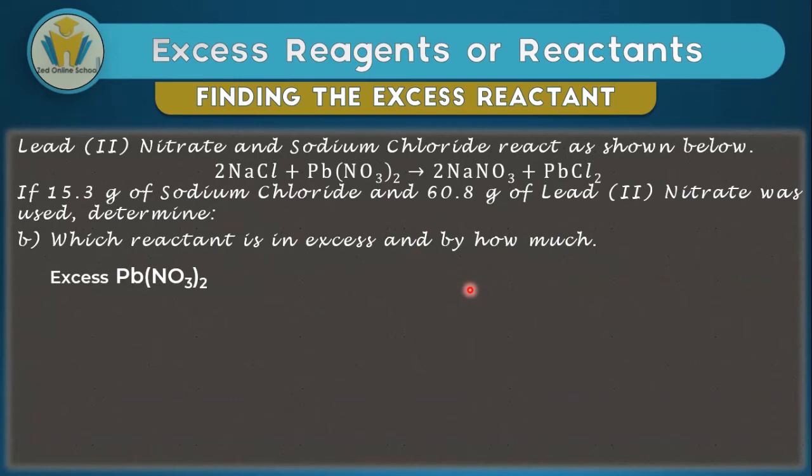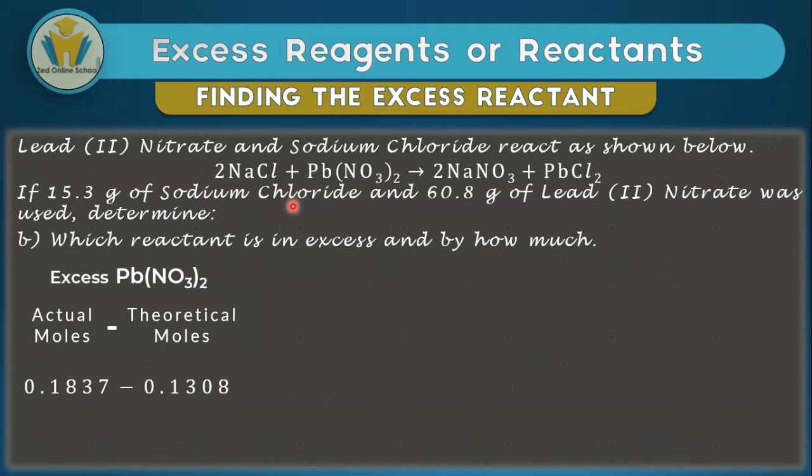We can find the excess amount of lead 2 nitrate by simply getting the actual moles and subtracting the theoretical moles. The actual moles of lead 2 nitrate are those number of moles that are in this 60.8 grams of lead 2 nitrate, the actual number of moles used in the chemical reaction. The theoretical number of moles are those number of moles that are used by means of calculations. It's like that amount we found. The theoretical moles are simply the amount of moles that were used to deplete this sodium chloride that is found in the 15.3 grams. As you can see, it's not a difficult calculation.